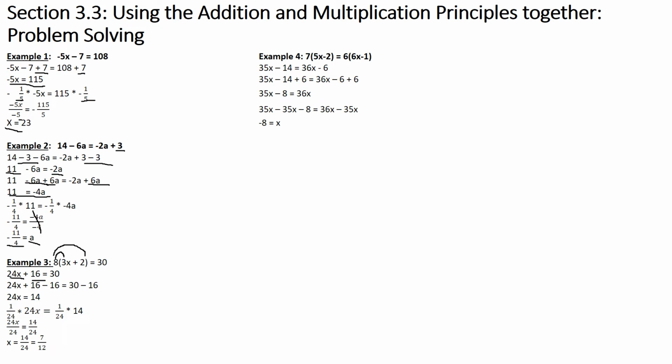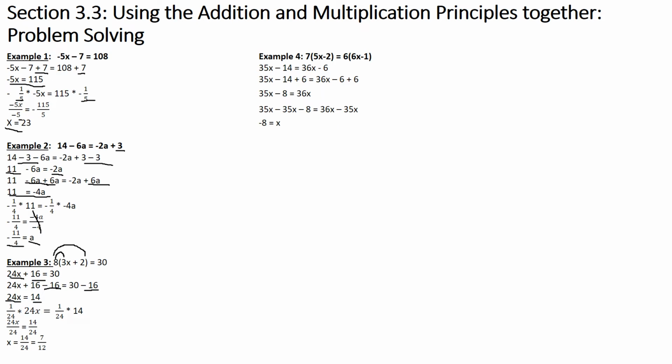Let's get those x's on one side and numbers on the other. So I'm going to subtract 16 from both sides, or say add negative 16 to both sides. So that cancels out. 16 minus 16 simply leaves 24x. And then 30 minus 16 is 14. So I got 24x equals 14.